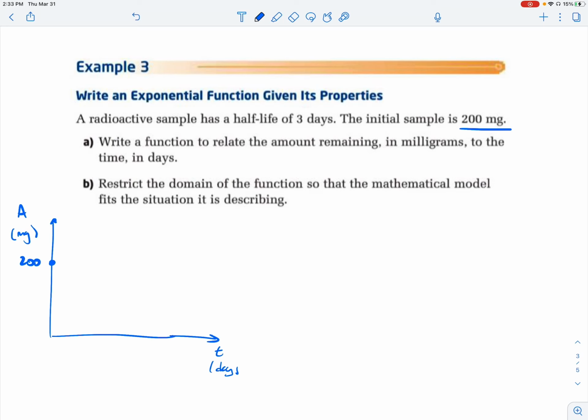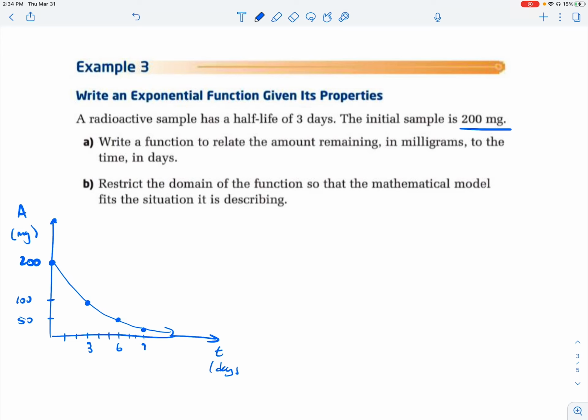Now it's not till 3 days, 1, 2, 3, that we have our first half-life, and we'll cut that in half and we'll be at 100. Then another 3 days later, so 4, 5, 6, that will cut in half, and our 100 will go to 50. And then another 3 days later, on the 9th day, we'll have half of that at 25. You guys get the idea. This is the exponential decay that is happening.